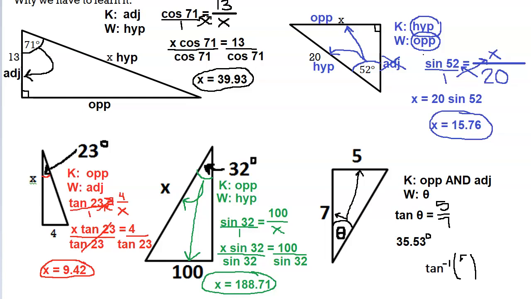Okay, so the key to that problem was if the angle is the thing that is missing, but you're given two sides, you have to work backwards and you have to use the inverse. Okay, and that will work for sine, cosine, and tangent. There's an inverse for each one. Okay. All right, so that's all I got for today.